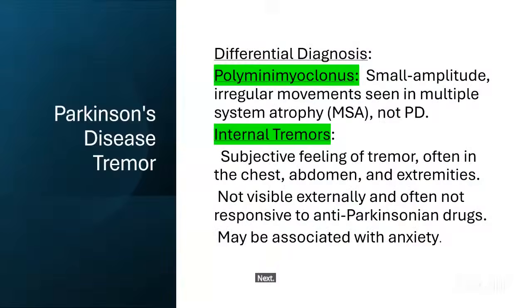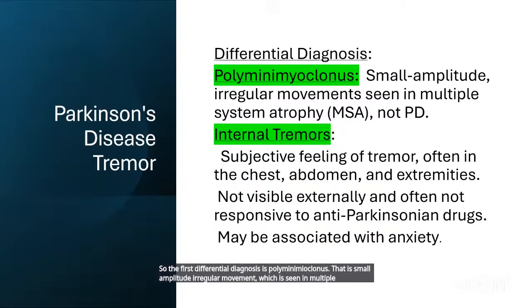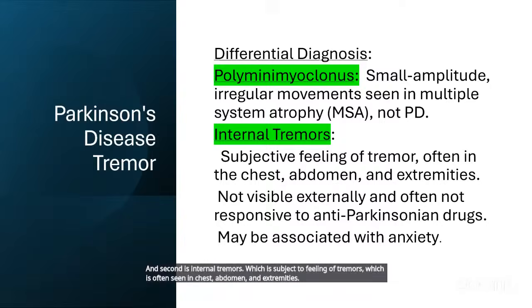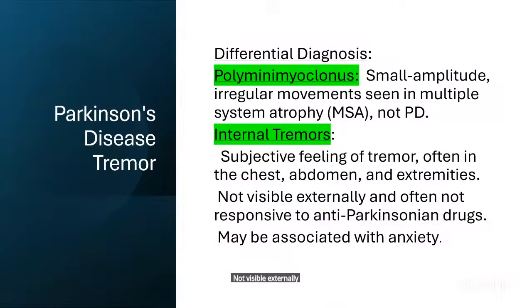Now coming to differential diagnosis. So the first differential diagnosis is polymyoclonus, that is small amplitude irregular movement which is seen in multiple system atrophy but not in patients of Parkinson disease. And second is internal tremors, which is a subjective feeling of tremors which is often seen in chest, abdomen, and extremities, not visible externally and often not responsive to anti-Parkinson drugs, and it may be associated with anxiety.